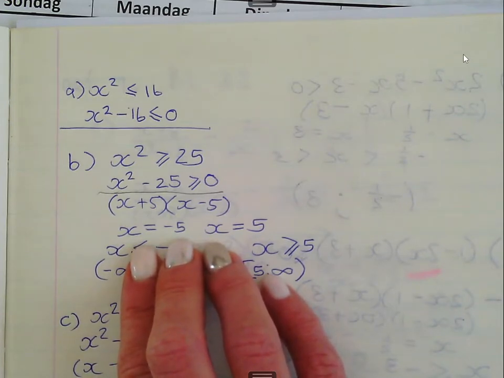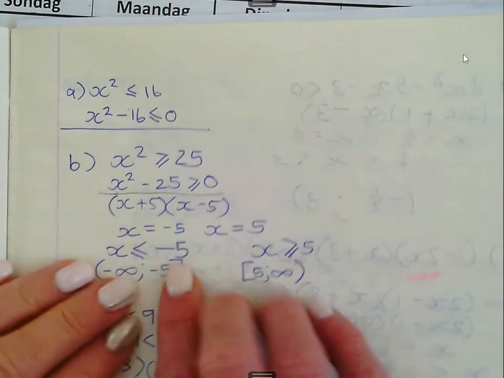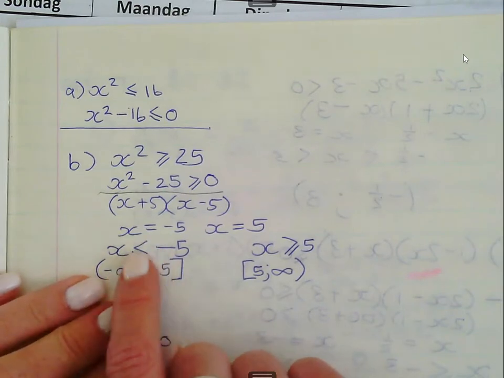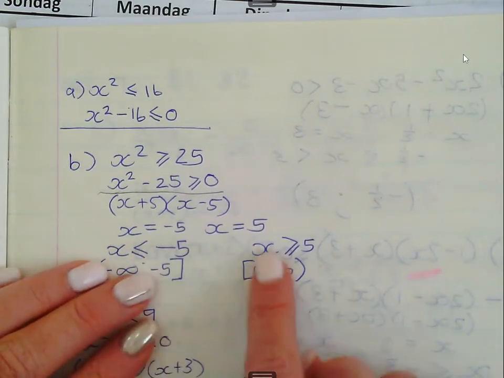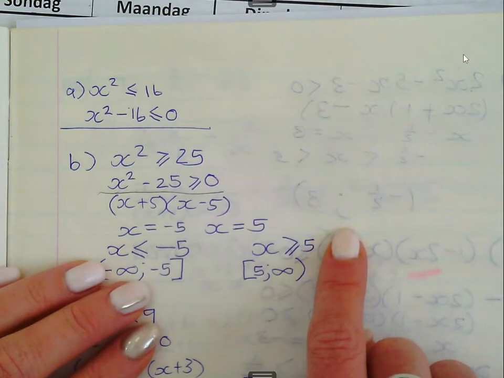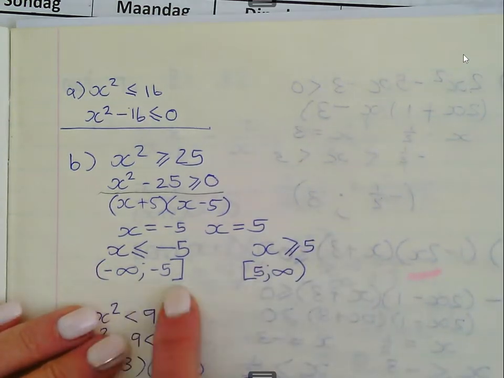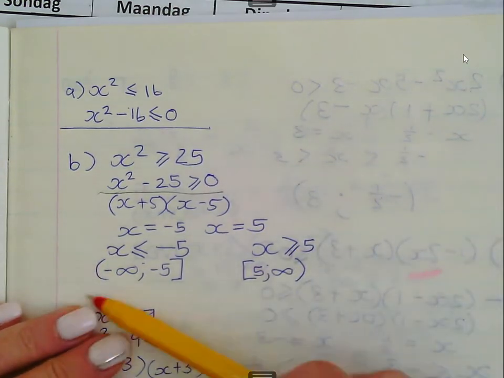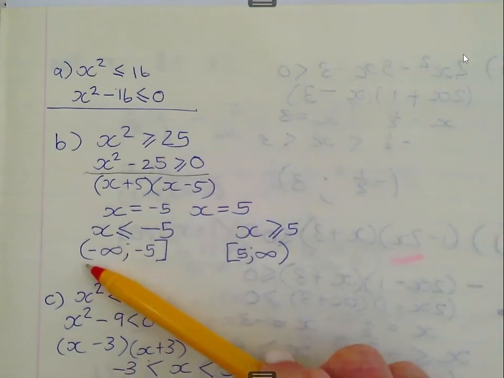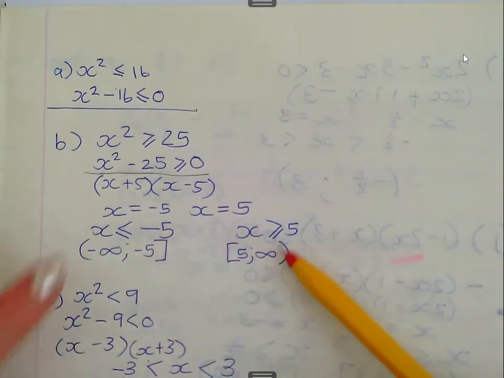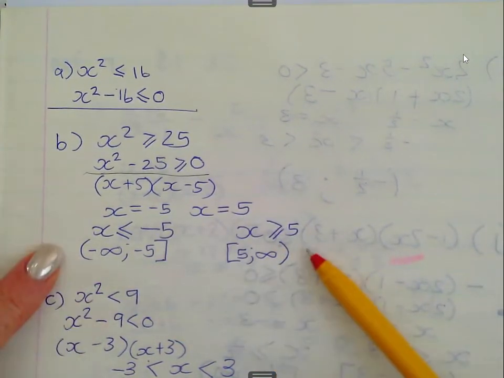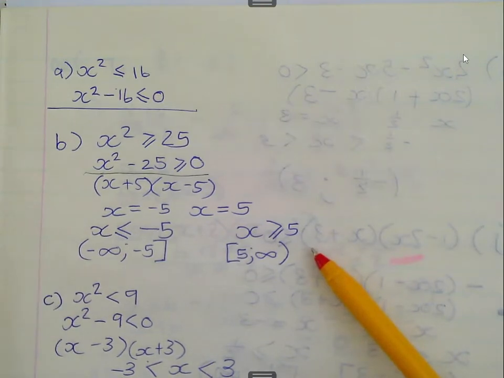I told you that yesterday. You can learn it and then know. If they're asking greater than, we know it's on the outside. When they're asking smaller than, we know it's in between the two 0 points. So I know it's going to be x smaller than or equal to -5 and x greater than or equal to 5. When you write it in this notation, remember the infinity, whether it be negative or positive, will always have a round bracket because it's not a specific answer.